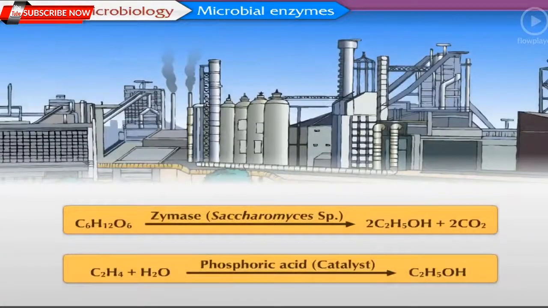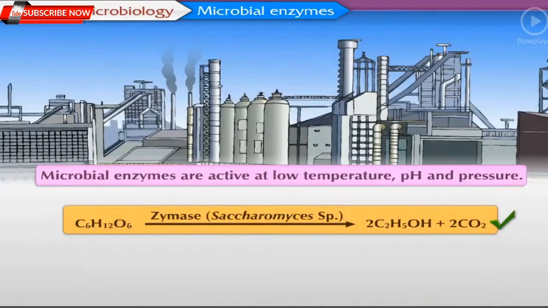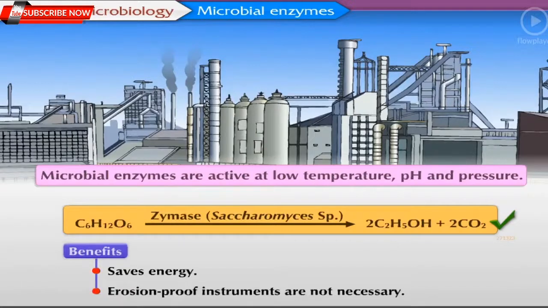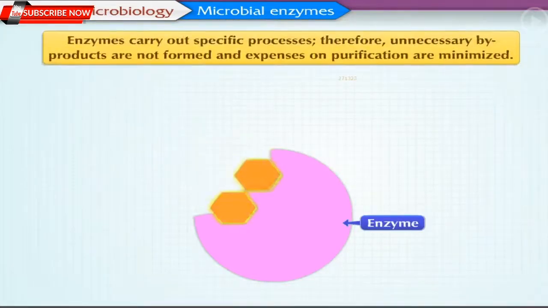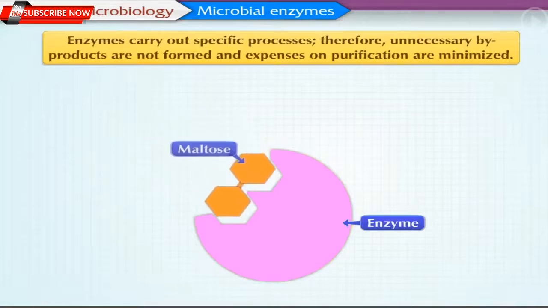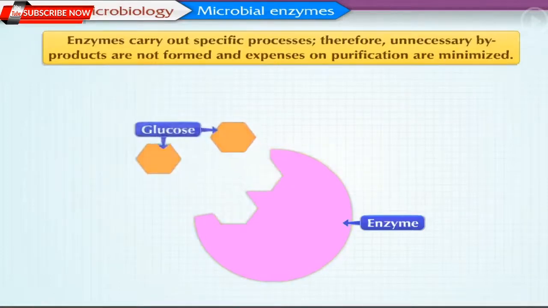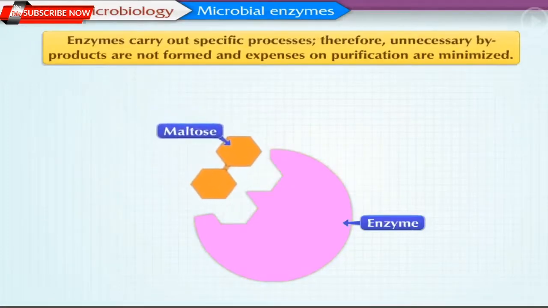Nowadays, instead of chemical catalysts, microbial enzymes are used in chemical industry. These enzymes are active at low temperature, pH and pressure, due to which energy is saved and erosion-proof instruments are also not necessary. Also, since enzymes carry out specific processes, unnecessary byproducts are not formed, due to which expenses on purification are minimized.